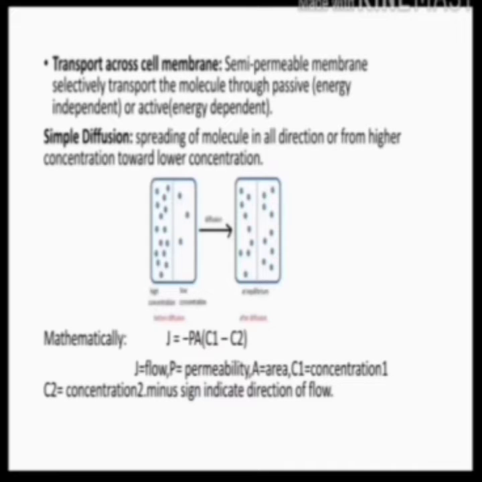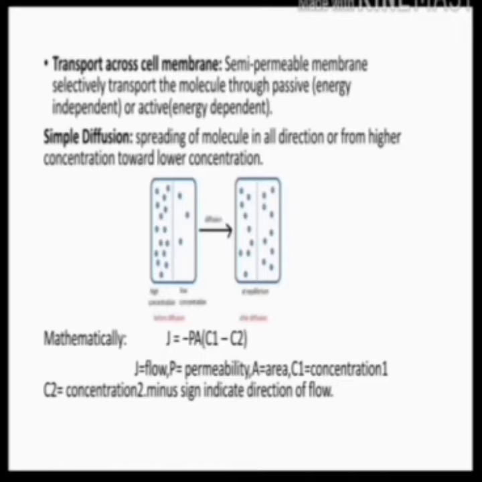The cell membrane is a semi-permeable membrane which selectively allows molecules to cross the cell membrane. Small non-polar molecules like small gases, oxygen, carbon dioxide and other gases freely cross the cell membrane, while large molecules require energy-dependent transport across the cell membrane. There are two types of transport across the cell membrane. Number one is passive transport, which doesn't require energy, or energy independent transport.